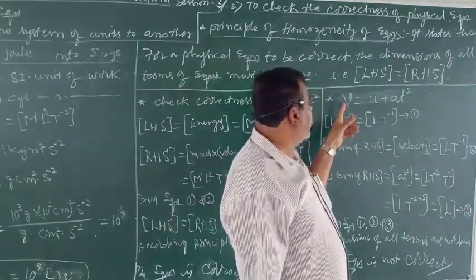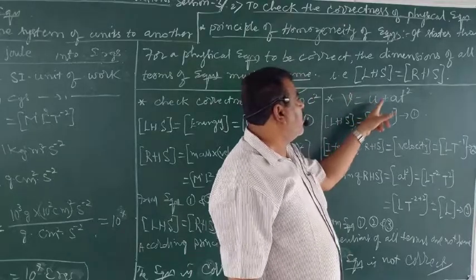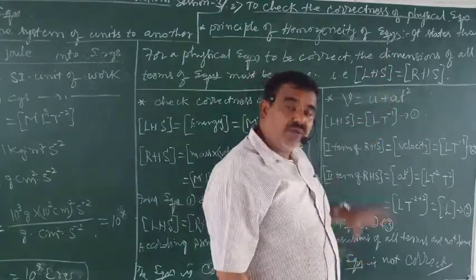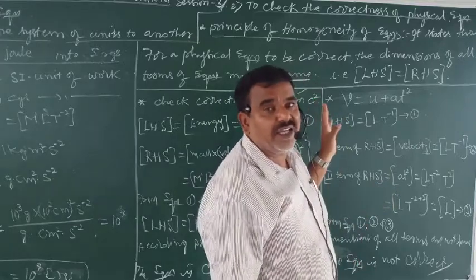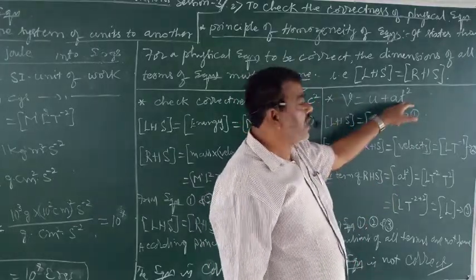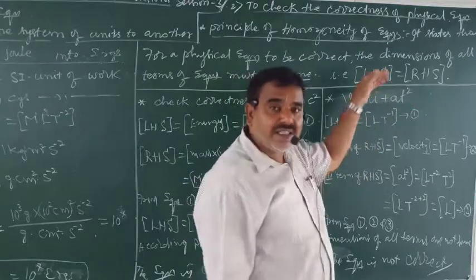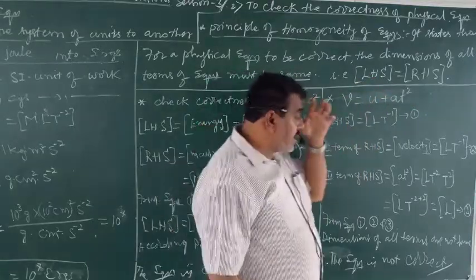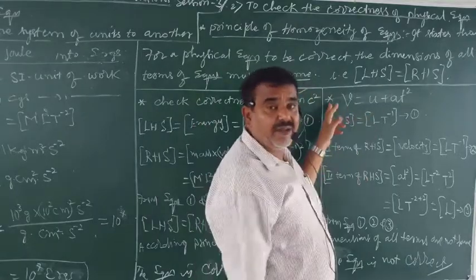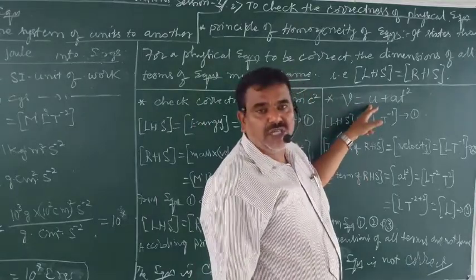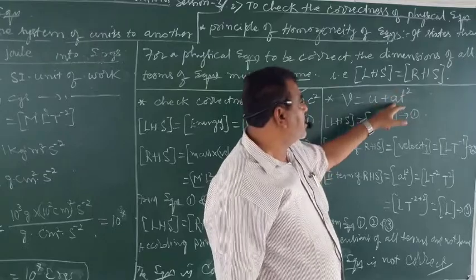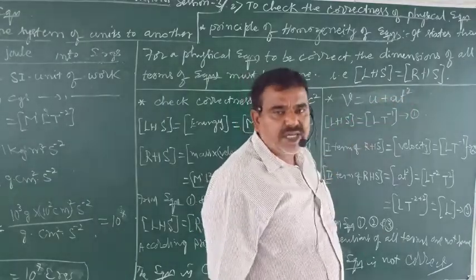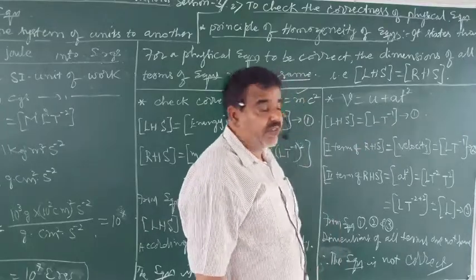Now I will take the equation V is equal to U plus A T square. Okay? You know the correct form of the equation already. So V is equal to U plus AT. This equation is wrong. Let us see how dimensionally we can verify. So V means final velocity. U means initial velocity. A stands for acceleration. T stands for time. Okay?